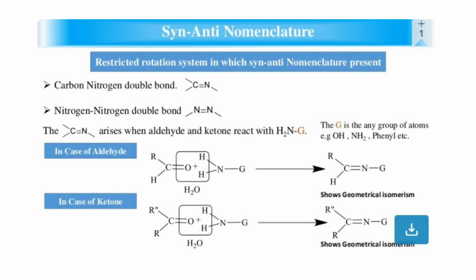Next, we discuss syn and anti nomenclature of geometrical isomers. It is used in restricted rotation systems such as carbon-nitrogen double bonds and nitrogen-nitrogen double bonds. In this case, the syn-anti system of nomenclature is used for geometrical isomers: C double bond N and N double bond N.